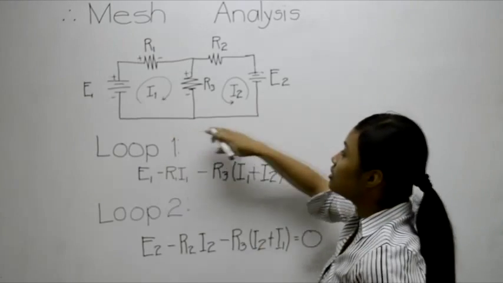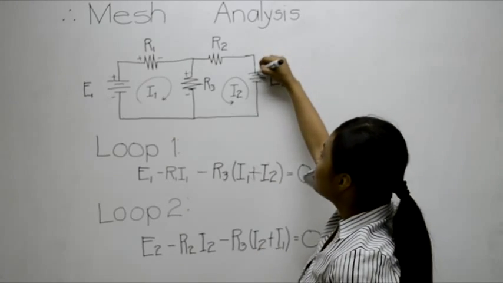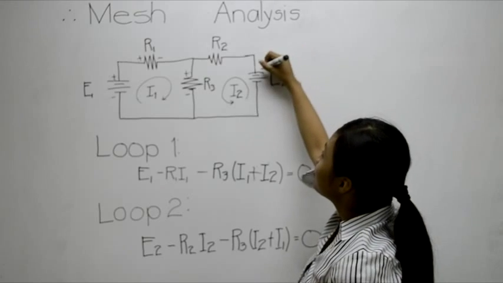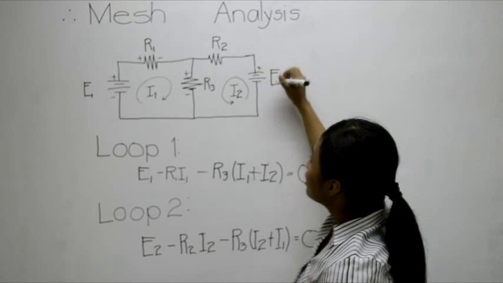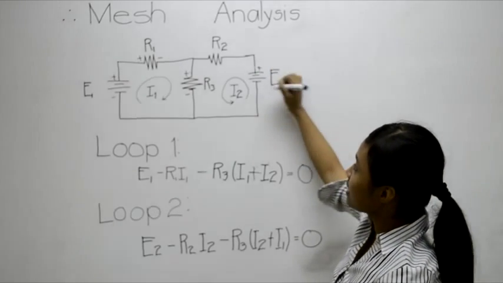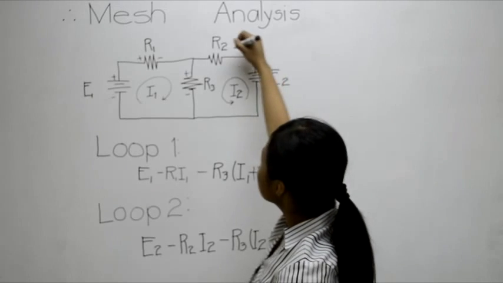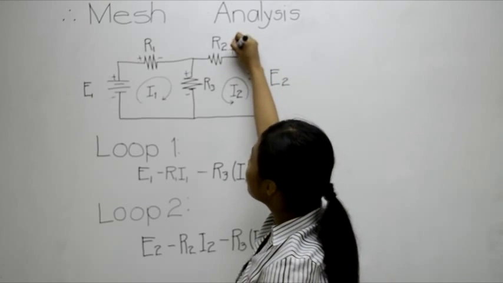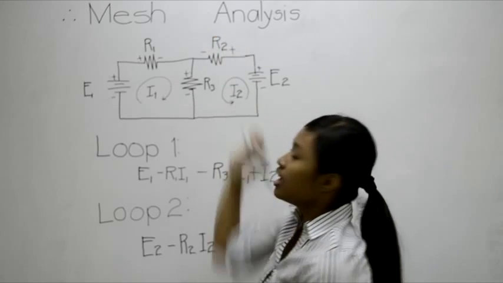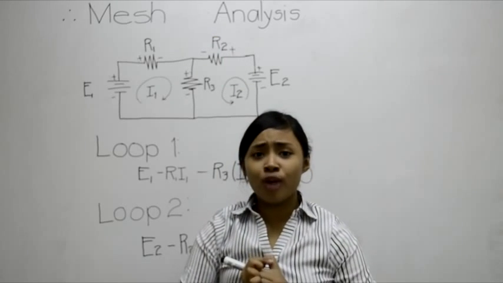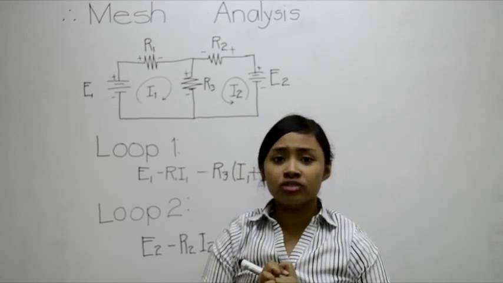Since regarding the rule, it will be also applied on loop number 2. This is the positive side and this is the negative side. So this will naturally become the positive one and the negative. The next step is we need to formulate the equation on each of the loops.